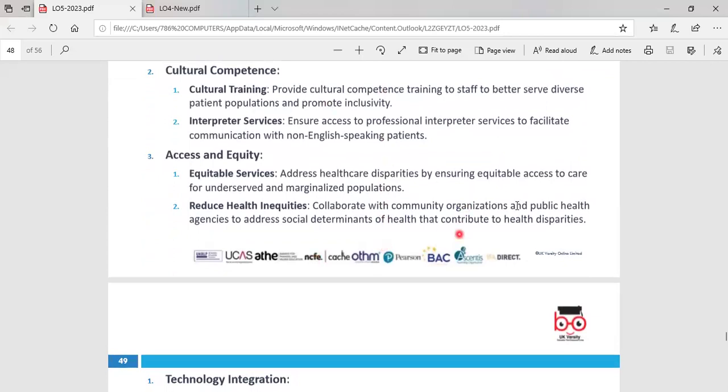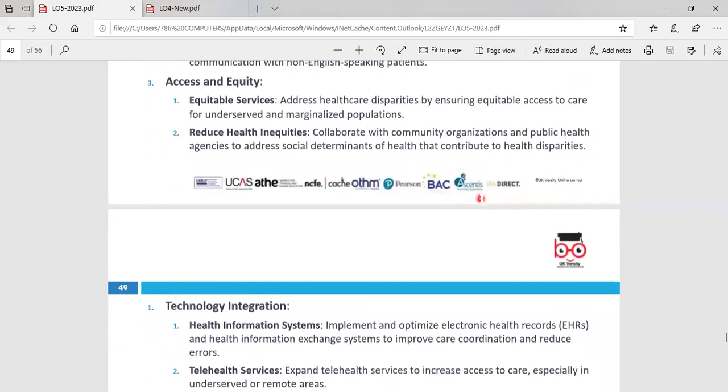Access and equity. We've talked about health disparities that exist because of so many reasons. That shouldn't be there. Health inequalities or health inequities should not exist. These, again, stem from social determinants of health. And if you have an idea of what these are, you can advocate for reducing them as much as possible.